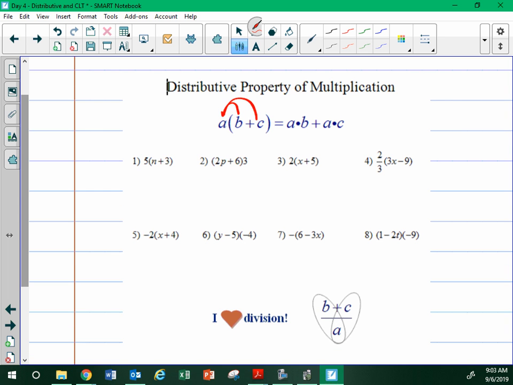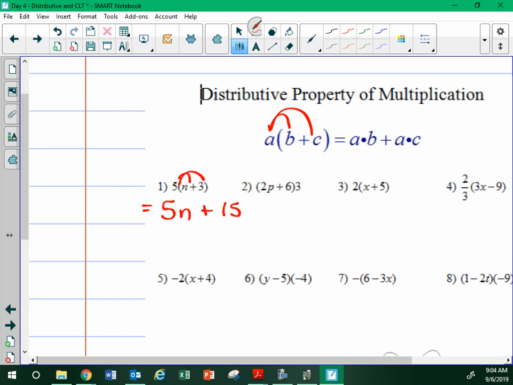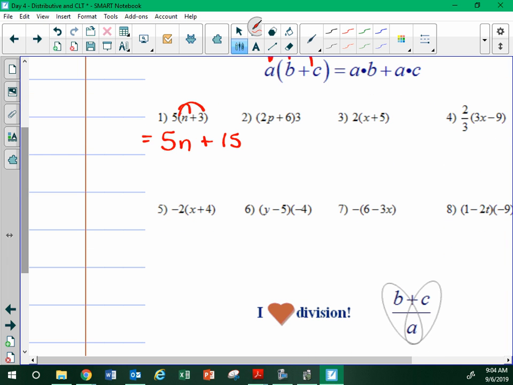All right, so number 1, again, we distribute 5 times N, 5N, plus, what is 5 times 3? 15, good. Let's zoom in a little more here. Now, I cannot combine these together because this has an N and that one does not. Good. Now, sometimes they like to be tricky and put the number that you're multiplying by on the other side. Don't let that mess you up, all right? Let's go ahead. We still do the same thing.